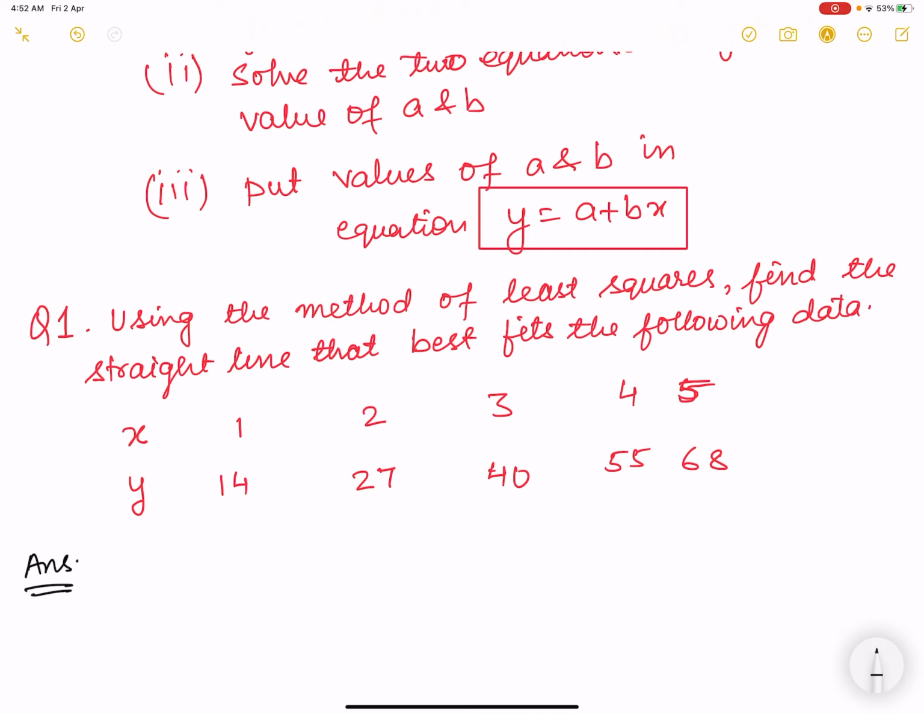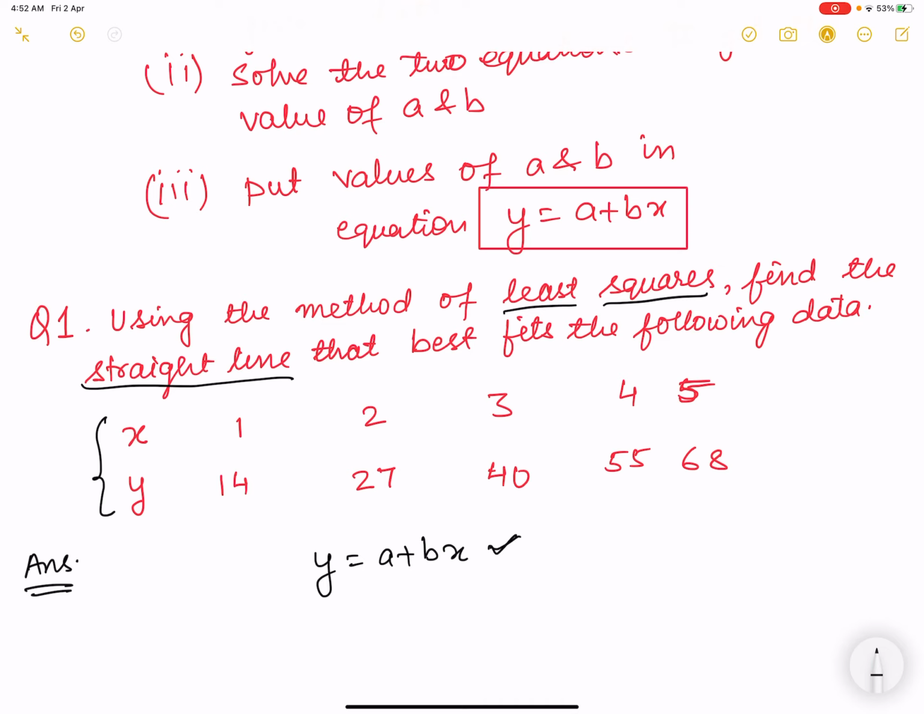This is a question given. We have the data for x and y. We have to use the least square method. And what fitting do we have to do? We have to do straight line fitting. Okay, it means that we have to fit the line. Which line do we have to fit? y is equal to a plus bx. So this is the equation of a straight line.